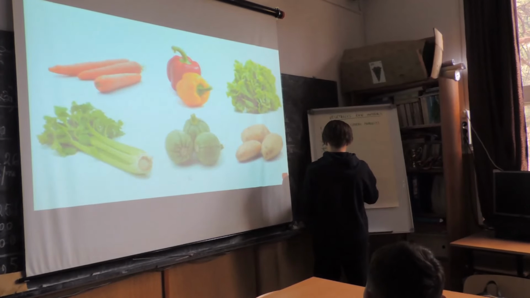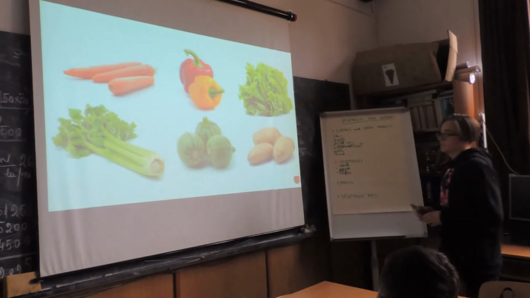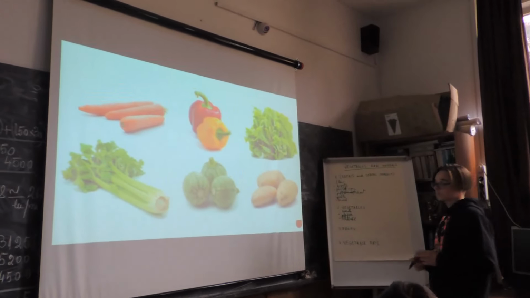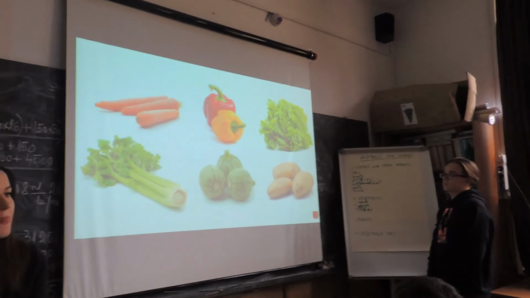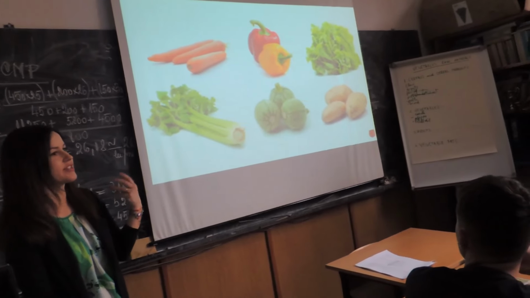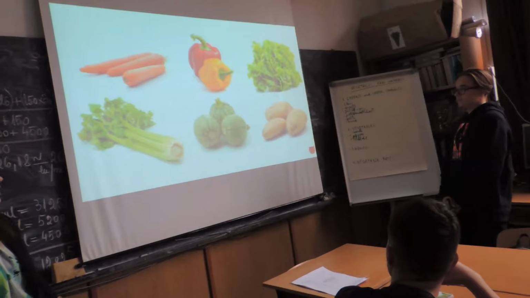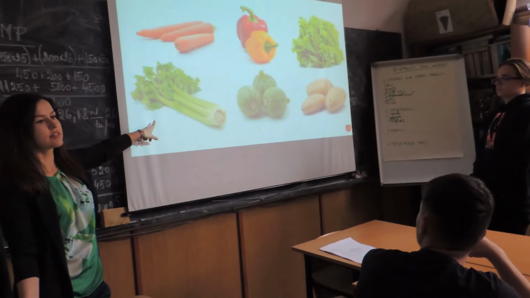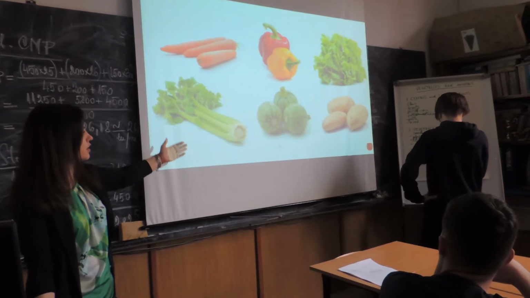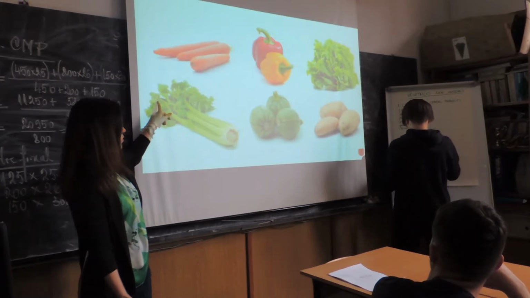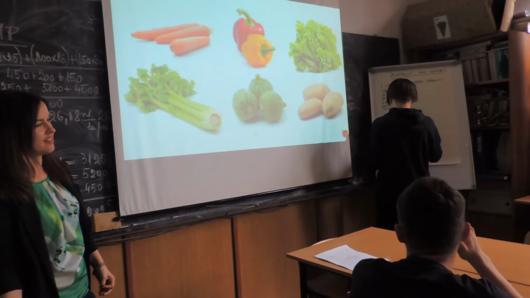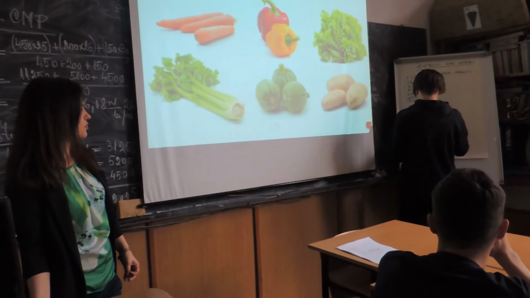Lettuce. Double T. C-E at the end. Double T-U-C-E. Lettuce. Okay. And lettuce, what kind of vegetable is that? Come on, what do we eat from the lettuce? The leaves. Okay, so it's a leaf vegetable. Next, this one? Celery. We can eat the stem. Do you like celery? No. Okay.